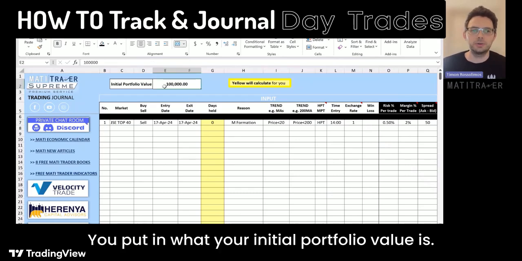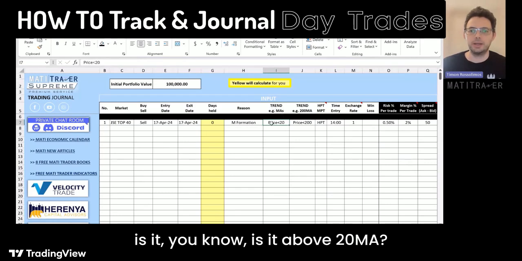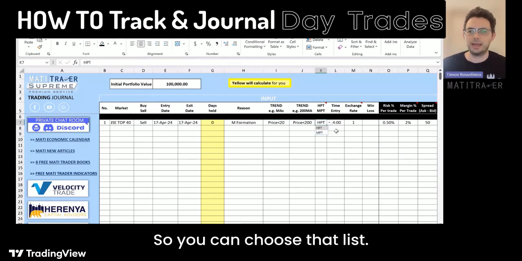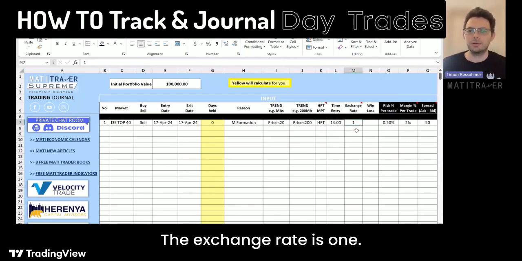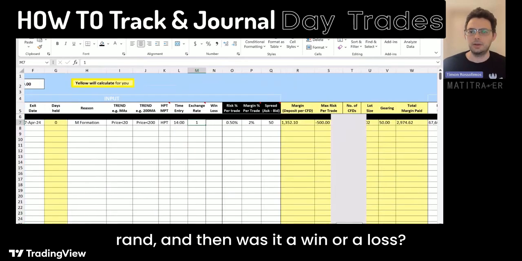You put in what your initial portfolio value is, the reason for getting into your trade, the trends, is it above 20? Is it below 20? Is it a high probability trade? Is it a medium probability trade? So you can choose that list. The time of entry is also important. The exchange rate is 1 if you are dealing with the ZAR portfolio, the South African rands. And then was it a win or a loss?